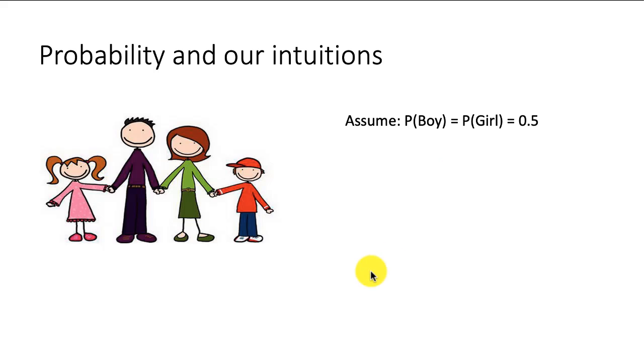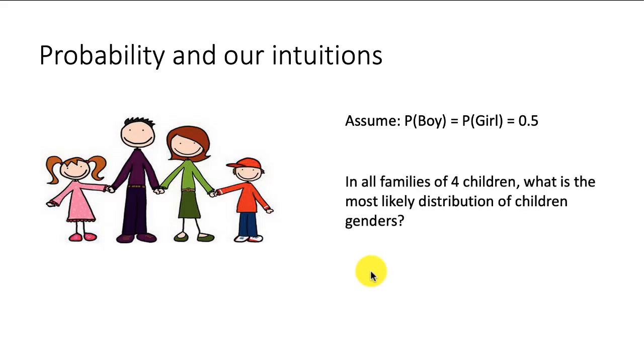Okay. Now the question is, let's say a particular family has 4 children. Or if you look at all the families that have 4 children, what is the most likely distribution of the children's genders? Right, so you've got 4 children. The probability of a child being a boy or a girl is 0.5. Both are equal. So if you consider all families of 4 children, what is the most likely distribution of children?